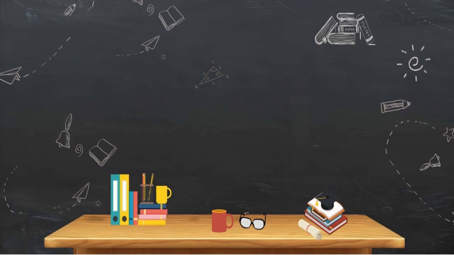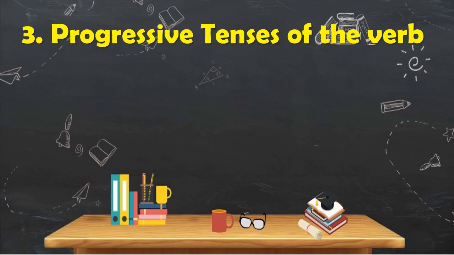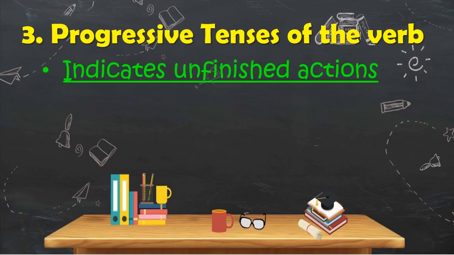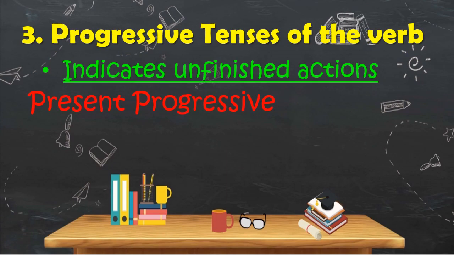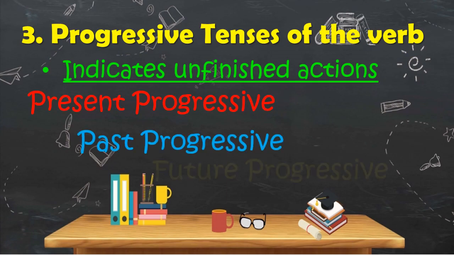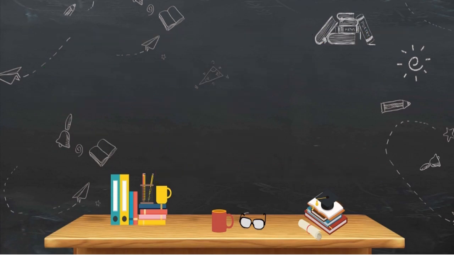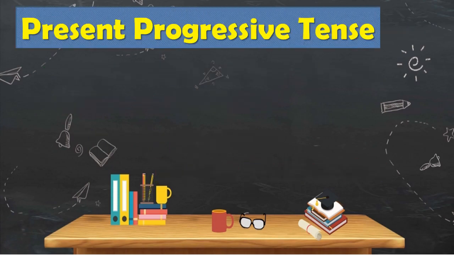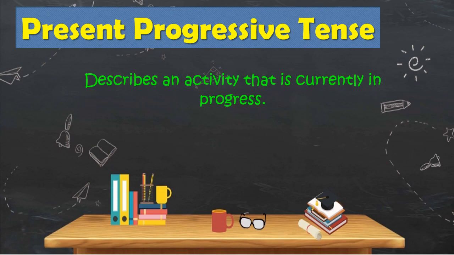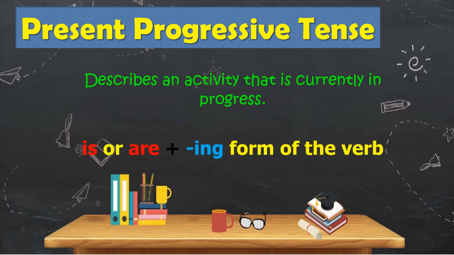Now, for our next aspect is progressive tenses of the verb. The progressive tense is used to indicate unfinished action. They are present progressive, past progressive, and future progressive. The present progressive tense, it describes an activity that is currently in progress. We are going to use the present form of the linking verb is or are plus ing form of the verb.